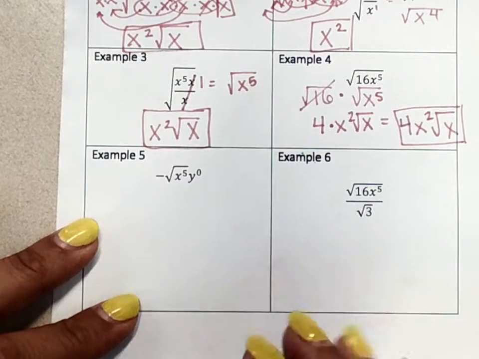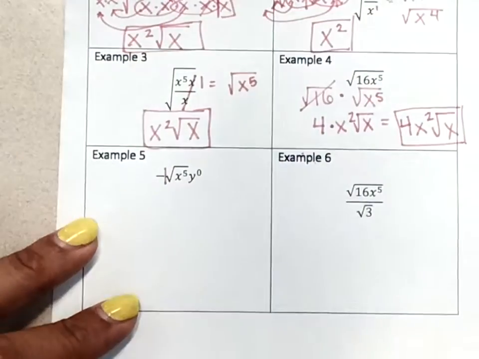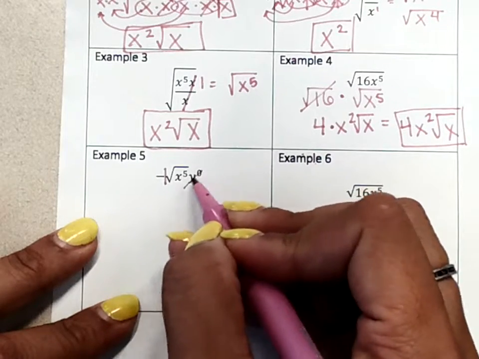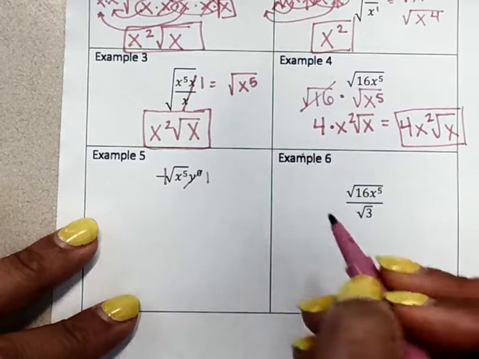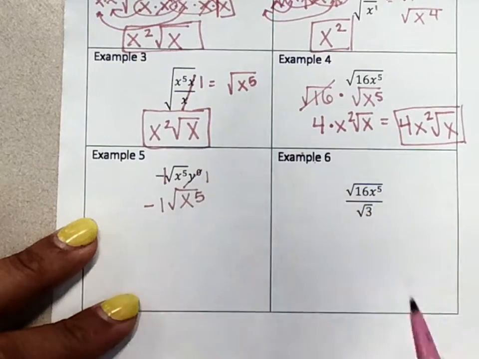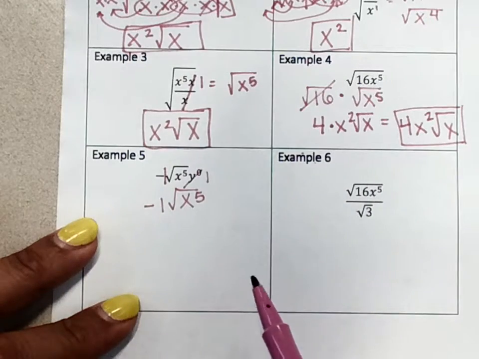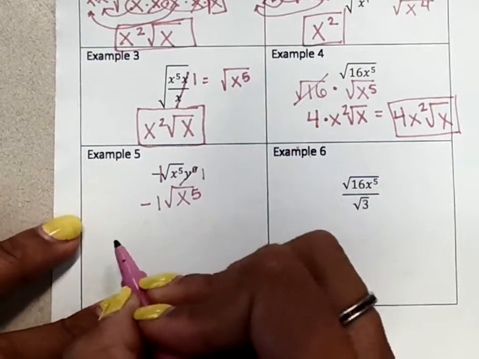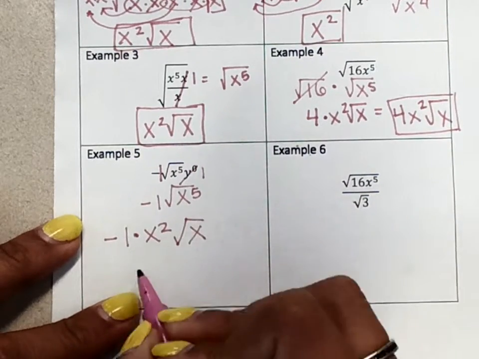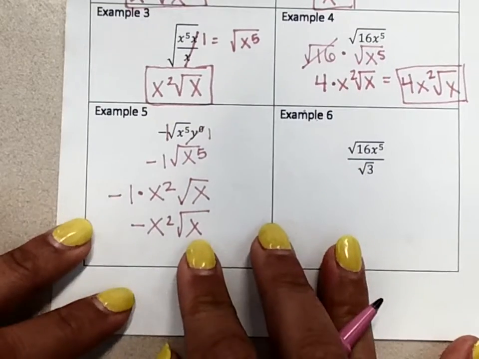In example 5, I notice that we have a negative on the outside. I'm just going to put a 1 there so I remember, and a 0 in an exponent. I know that anything to the 0 value is just 1. So now we have negative 1 times x to the 5th. Again, we know that x to the 5th is x squared square root x. So I'm going to multiply a negative 1 to the x squared on the outside, giving me negative x squared square root of x.